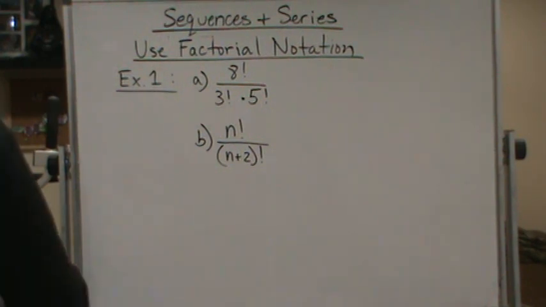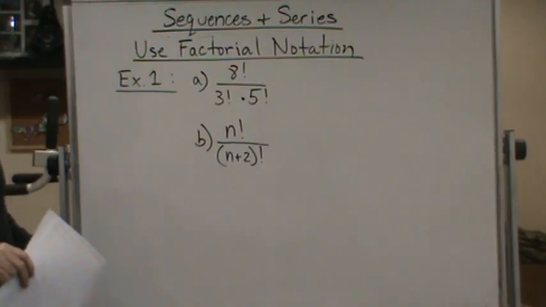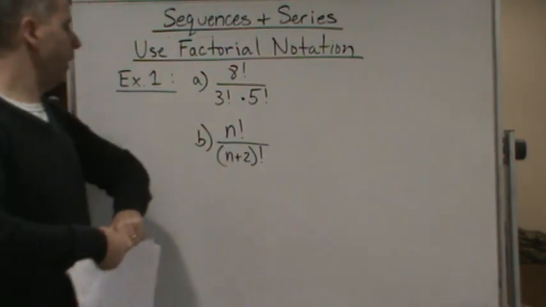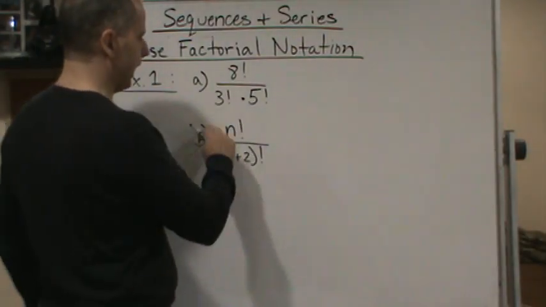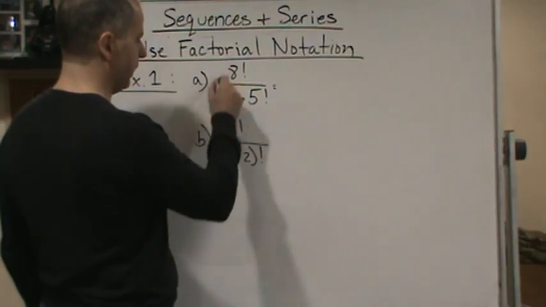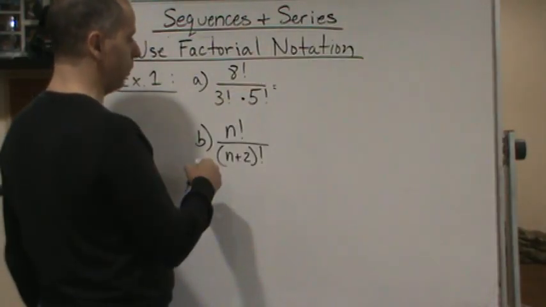All right, so now in this example here, we're going to do an example with numbers, and then we're going to do one with a variable with the n, right? So the nth term. So now in the number case, one of the things we can do with factorials is, because we've got division and multiplication, that's all we're using, we can cancel things out, right?